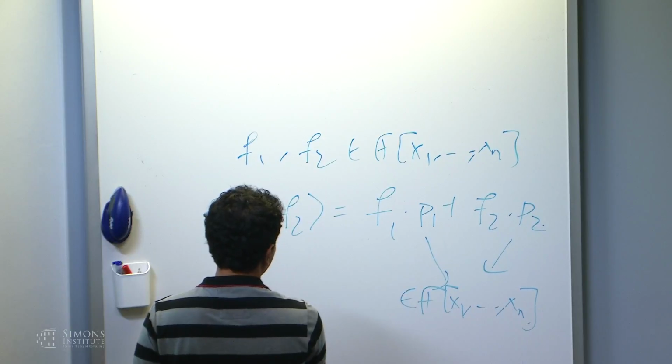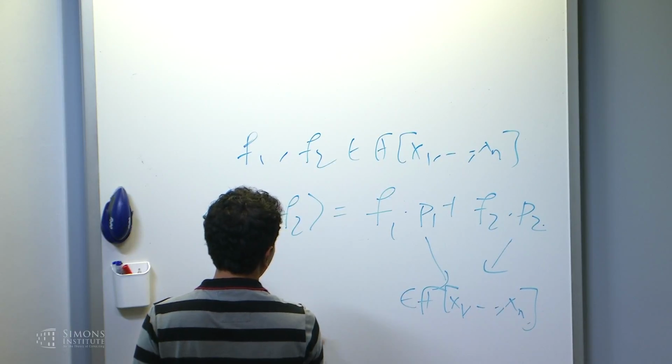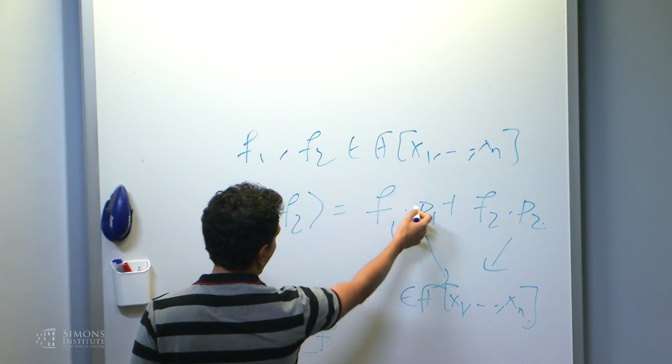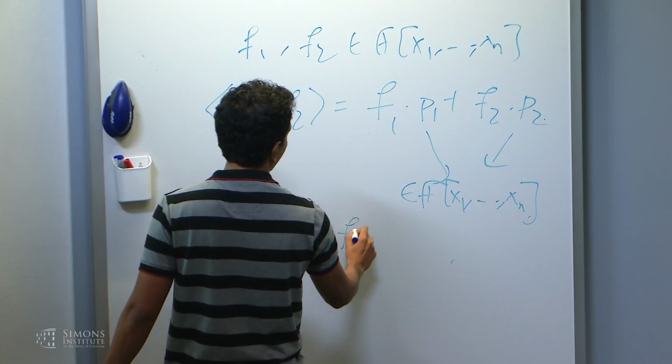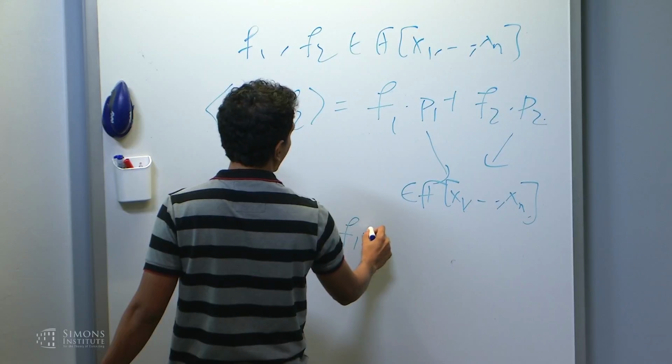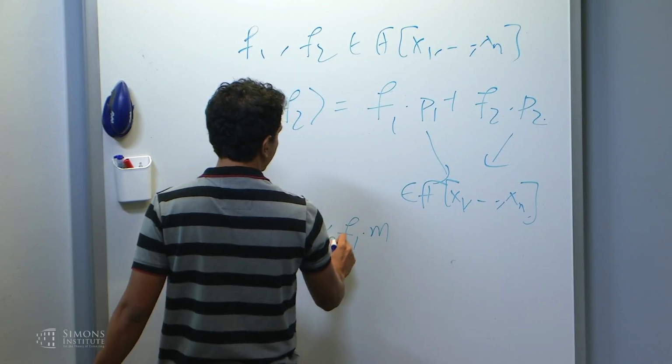And now this, of course, can be written as a linear combination. Every polynomial is a linear combination of monomials, so this can be written as a linear combination of things like f1 times a monomial, right?